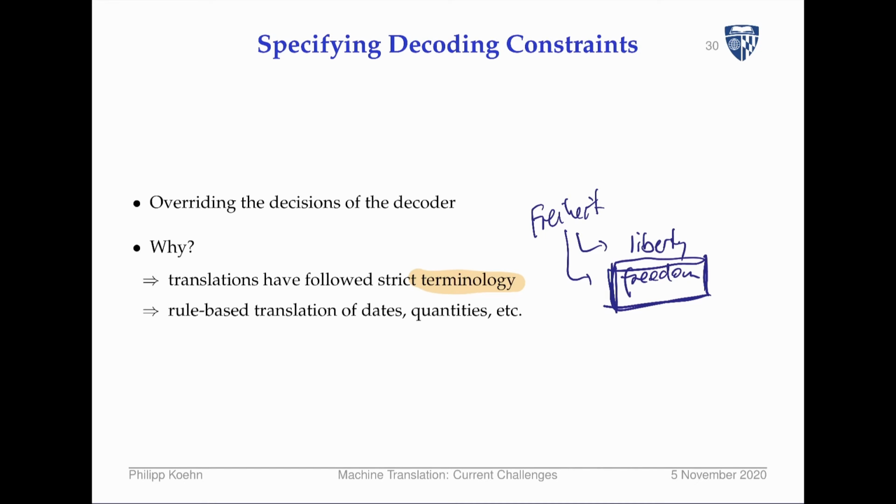What we might also have is a rule-based component that deals with numbers and quantities, that, for instance, translates 2.5 centimeters into 1 inch as part of the translation process. That's very easy to do with a rule-based component. And then we just have to make sure that the neural machine translation system follows that. So we wanted to use that as well.